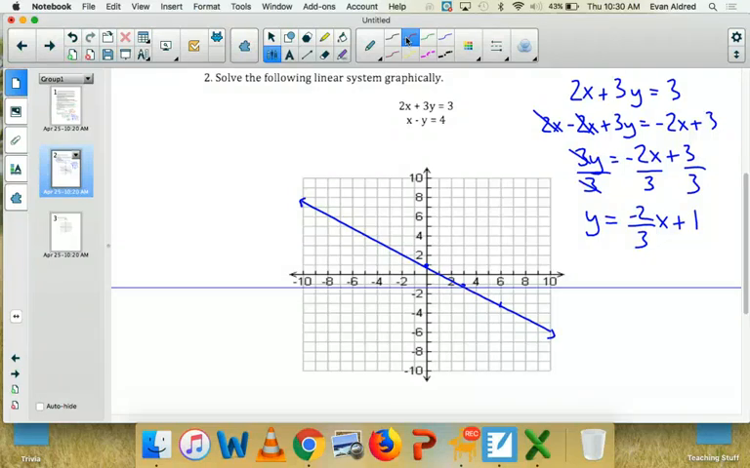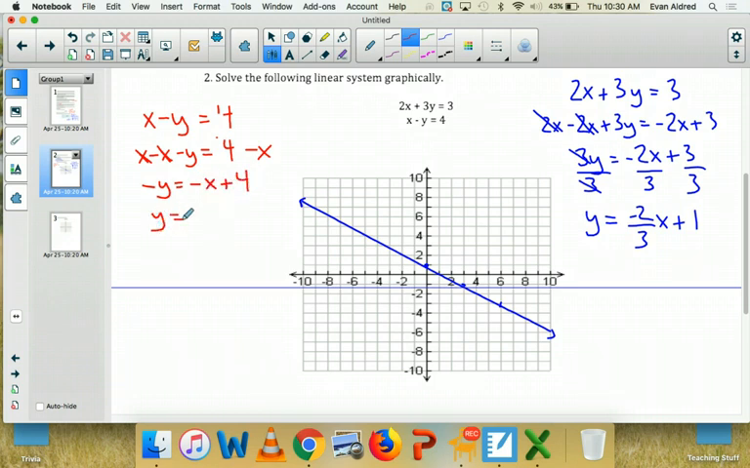Our next one will be a little easier to manipulate. x subtract y equals 4. We'll start by moving our x over. We're left with negative y equals negative x plus 4. Divide out by negative 1, or just switch your signs. So y equals x subtract 4, or x minus 4. So our y-intercept is at negative 4.